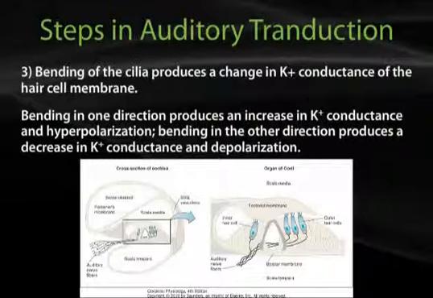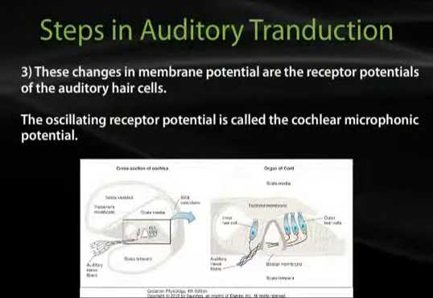Bending the cilia produces a change in potassium conductance of the hair cell membrane. Bending in one direction produces an increase in potassium conductance and hyperpolarization. Bending in the other direction produces a decrease in potassium conductance and depolarization. These changes in membrane potentials are the receptor potentials of the auditory hair cells. The oscillating receptor potential is called the cochlear microphonic potential.